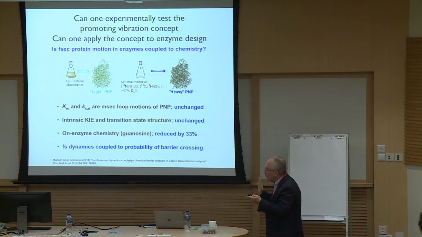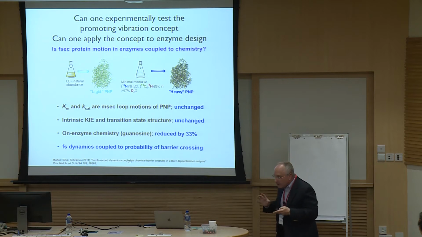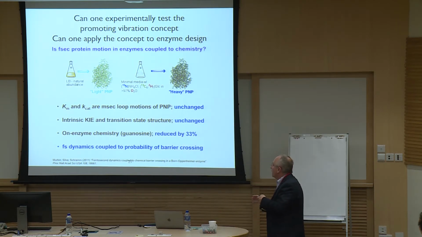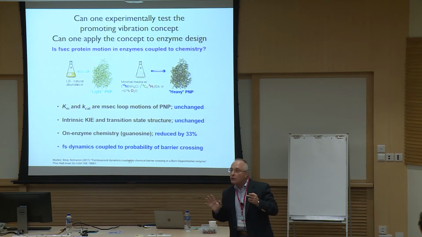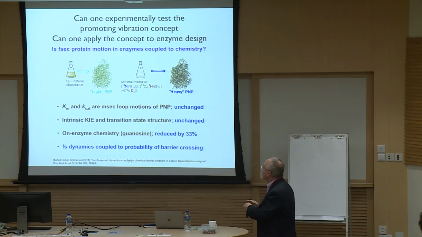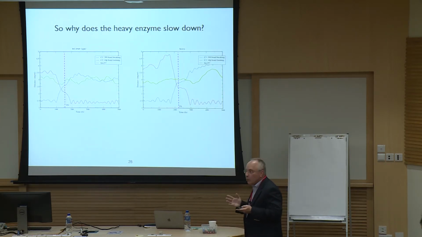Luckily enough, and this is biochemistry stuff we won't get into, the indicators of slow motions in the protein were unaffected. The indicators of transition state structure were unaffected, so anyone who tells you that it's transition state stabilization must be wrong, but yet the on-enzyme chemistry went down by a factor of 30%. So what was the reason for this?